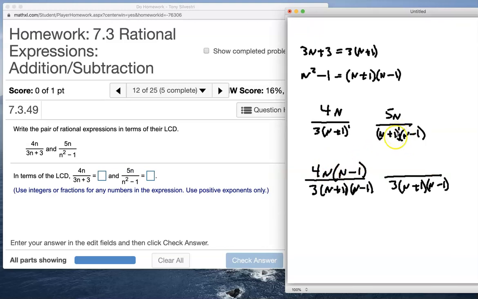Now this one's a little bit easier because I already have the n plus 1 and the n minus 1 in that fraction. What's missing is the 3. I've got to multiply the bottom by 3 and the top by 3. So 3 times 5 is 15.